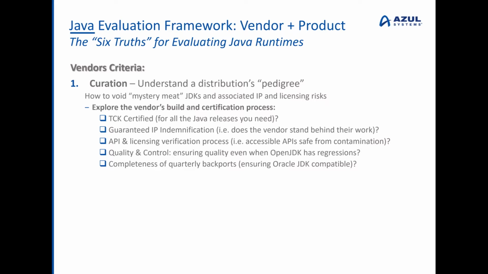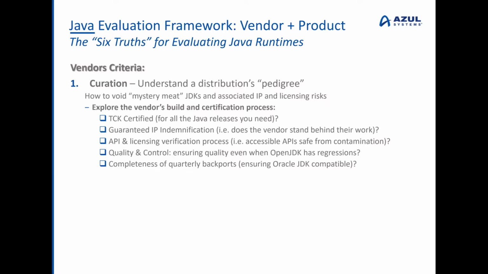Do they contain the GPL v2 with classpath exception tags? Are there other licensing ambiguities in the code that need to be cleansed to ensure that there's no API that could contaminate the ISV's code or the customer's code? And then there are quality issues. What rigor does the Java vendor apply to ensure that they're building OpenJDK correctly?